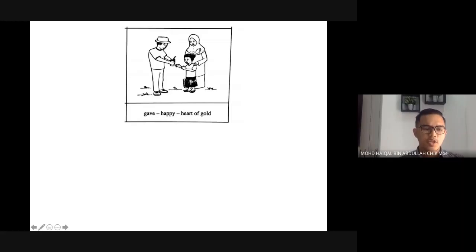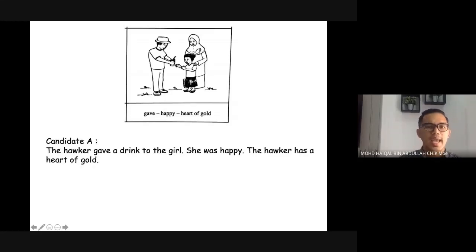Let's take a look at this picture. The words given are give, happy, and heart of gold. Now look at two different answers given by two candidates, A and B. Candidate A: The hawker gave a drink to the girl. She was happy. The hawker has a heart of gold.